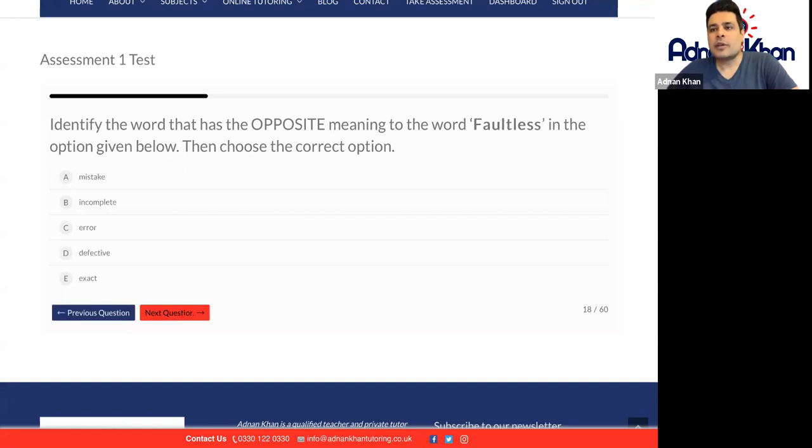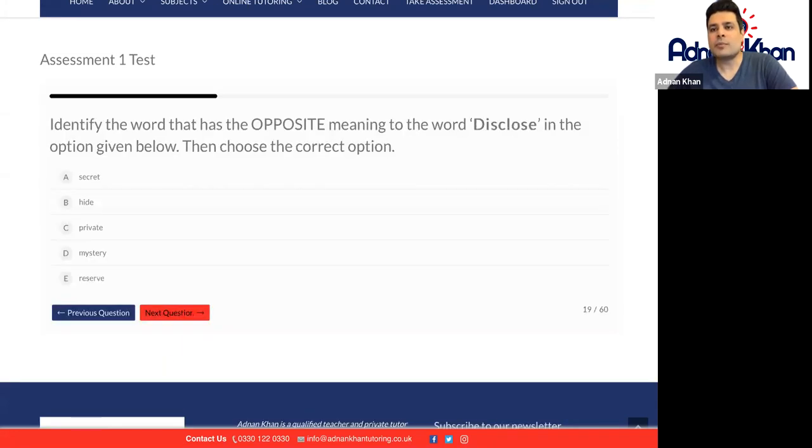Okay, now in this case, we're looking for the word opposite to the word faultless. So my particular mobile phone is faultless. That means there are no problems with my mobile phone. However, the opposite word will be defective. Defective means that there are certain issues and problems. Let's lock this answer in and move on to the last one in the opposite section.